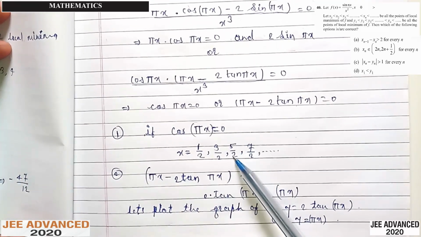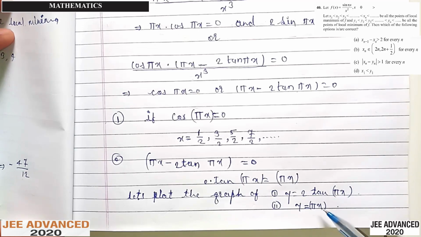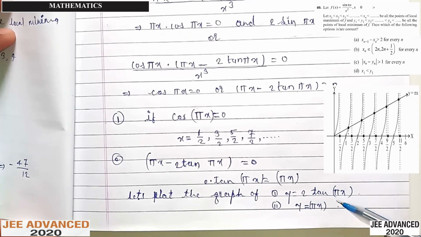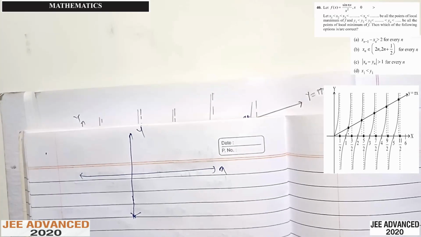So this is the value for cos pi x, and we have to plot the graph for y equal to 2 times tan pi x and y equal to pi x. Now let's find out the graph for these two functions and find out where these two points collide. Wherever the points collide between the first and second graph, these are the exact solutions of our trigonometric identity.